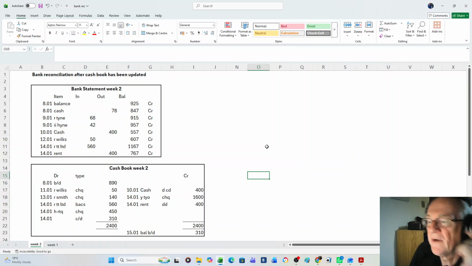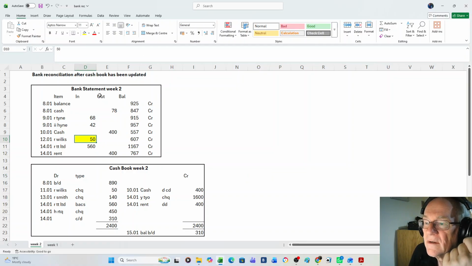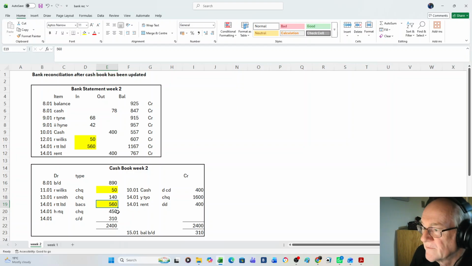So week 2, okay, so now we've got something that visually instantly looks very different, because the 925, the opening balance doesn't balance, the 78 isn't there, in fact the 68 and the 42 aren't there either. Well, we know why, because we've done week 1's reconciliation. They are in the cash book already, but we can match the 50 and we can match the 560, and then those two items will be in the reconciliation statement.